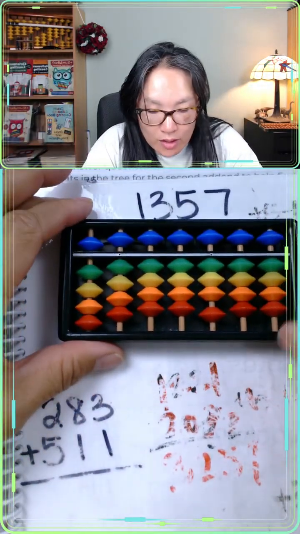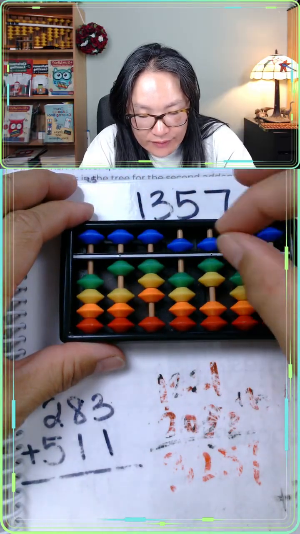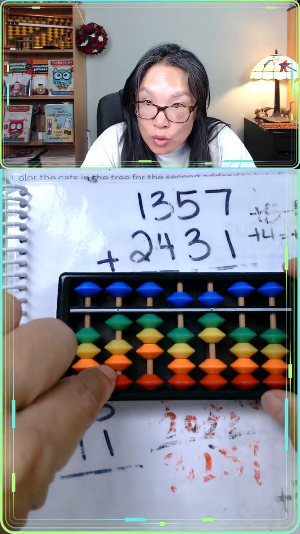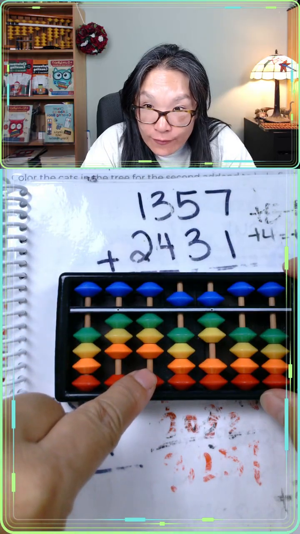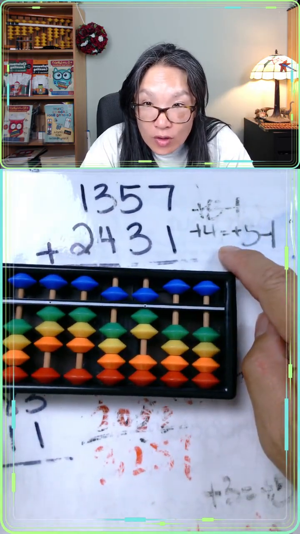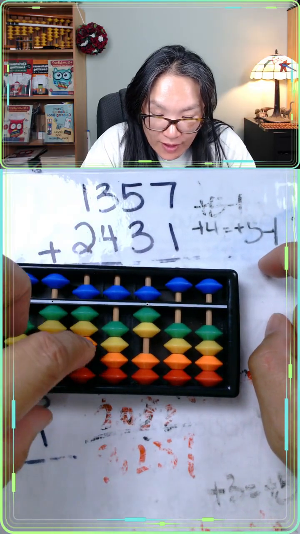Here's my question. We have 1 on the abacus, 1, 3, 5, 7, right? And then we're going to ask, can we add 2? Yes, we can add 2. 1, 2. Can we add the 4? Yes, we know how to add the 4. Plus the 4 is equal to plus the 5 minus 1. So I plus the 5, take away the 1.